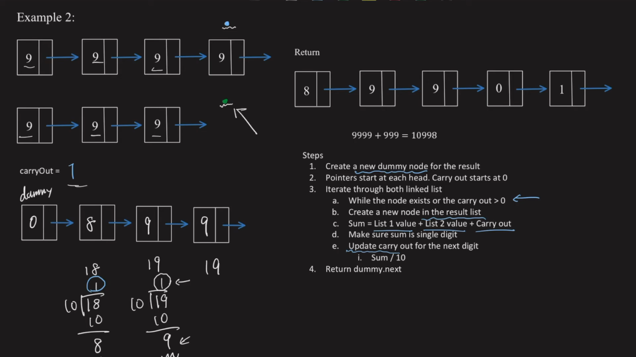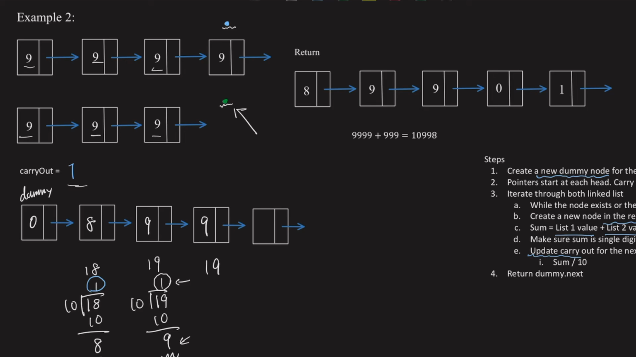So we're going to create a new node. And then we're going to calculate the sum, which is going to be 9 plus carry out 1, which is 10. And again, we want it to be a single digit. The remainder will be the number in the node, and carry out is going to be 1 again.